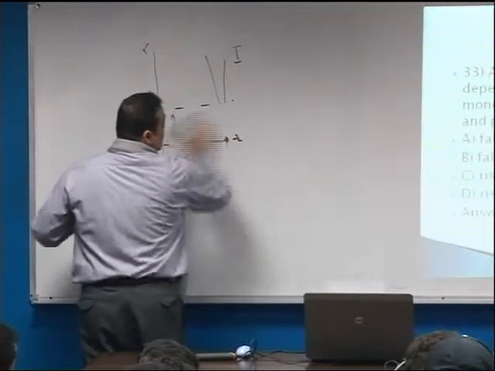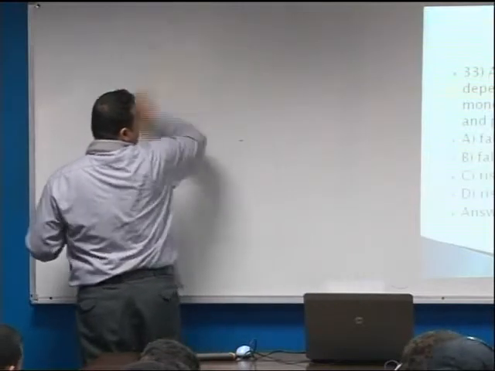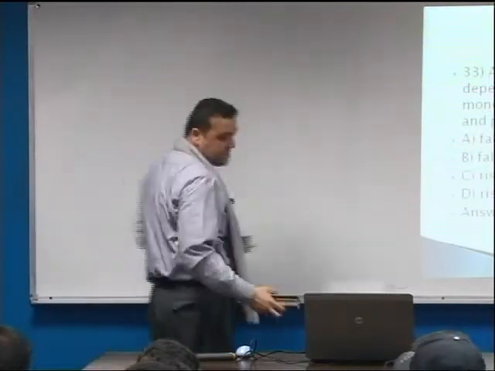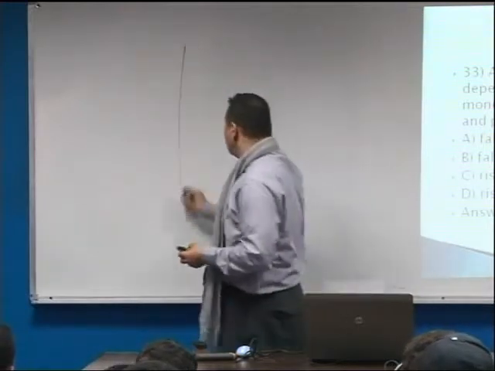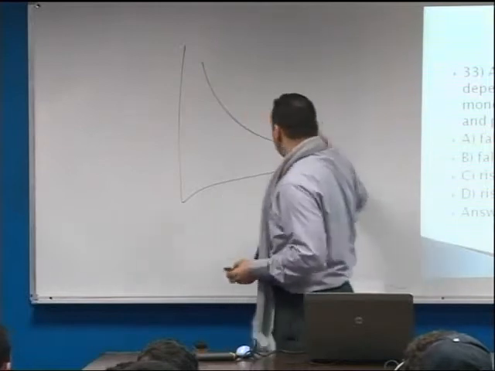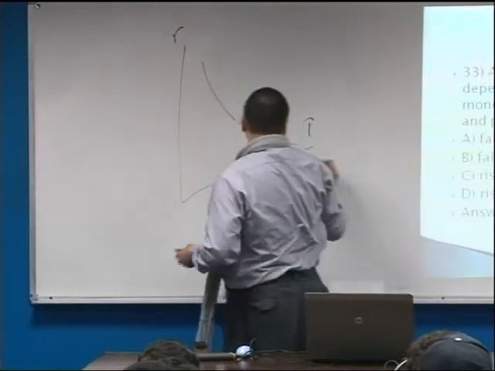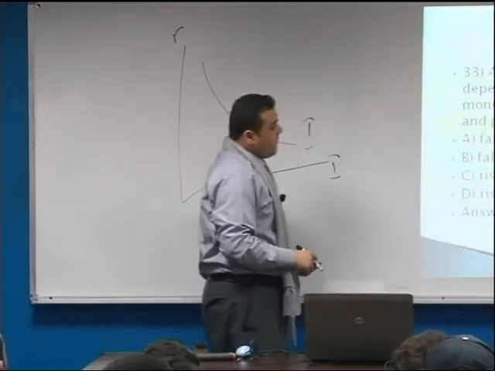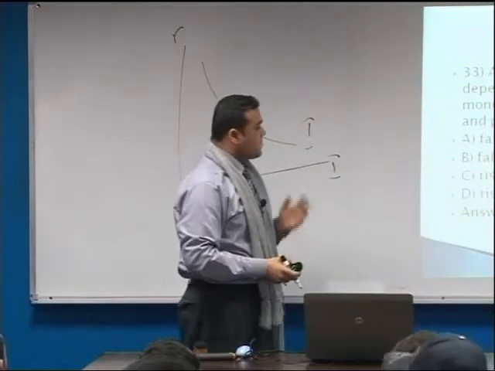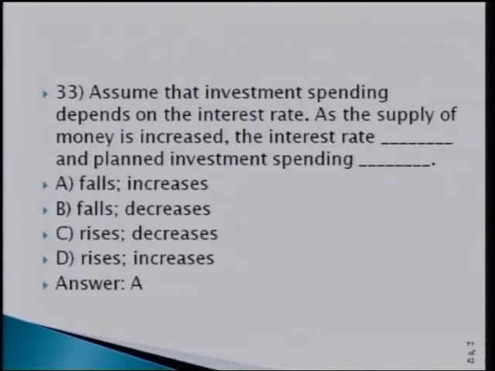Assume that the investment spending depends on the interest rate, meaning there is a relationship between the interest rate and the investment. The curve goes like this, R I. Let's see what the question says. Assume that the investment spending depends on the interest rate as the supply of money is increased.